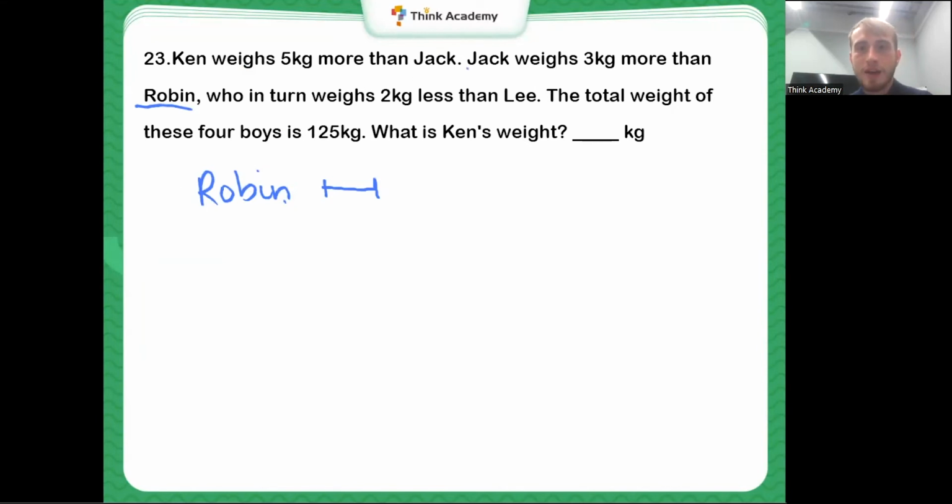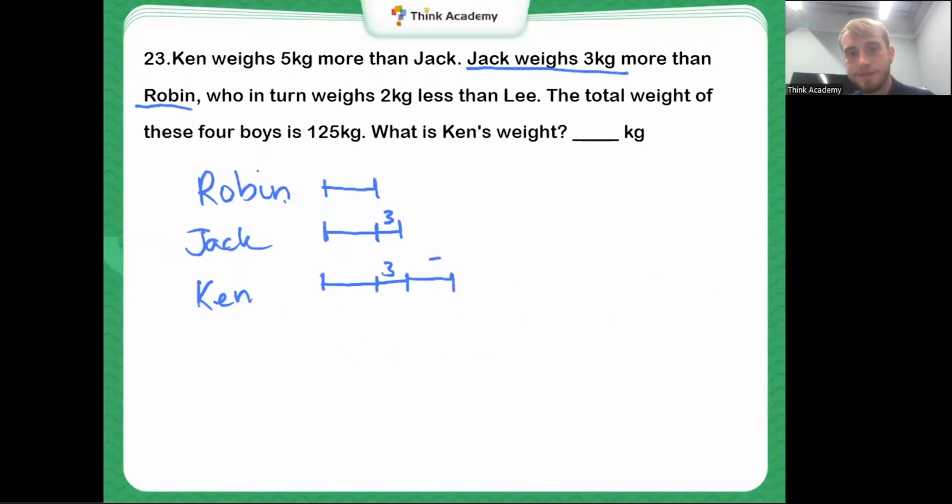Now I know that Jack weighs 3 kilograms more than Robin. So Jack can be represented using the same line segment plus a little bit, plus 3. This first segment is the same, it represents Robin's weight, but Jack is 3 bigger than that. Now Ken is 5 kilograms more than Jack, so we'll take Jack's weight and then add 5.